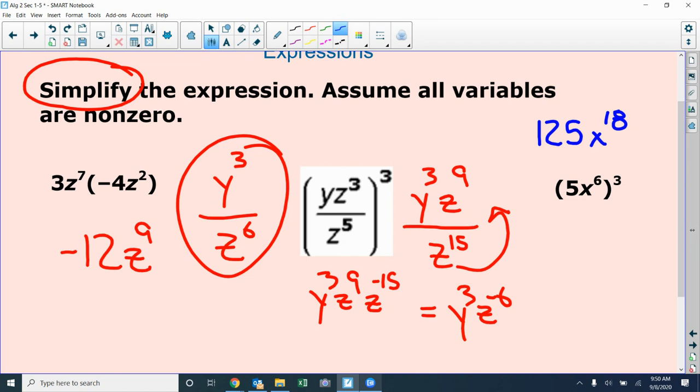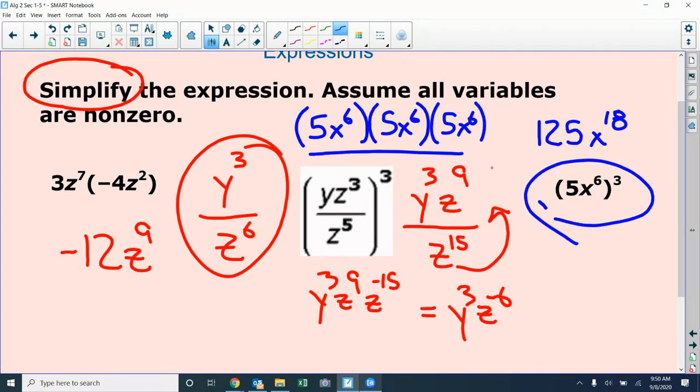If you don't see that, you can always do the expansion. Expansion would be 5x to the 6 times 5x to the 6 times 5x to the 6. See, that is it expanded, right? That thing 3 times. And then you multiply the numbers and add the exponents. So every year students get a little tricked up with the power rule, so be careful there with that.